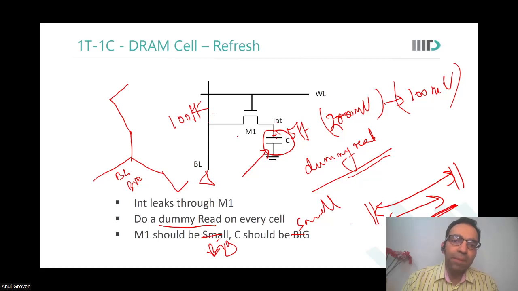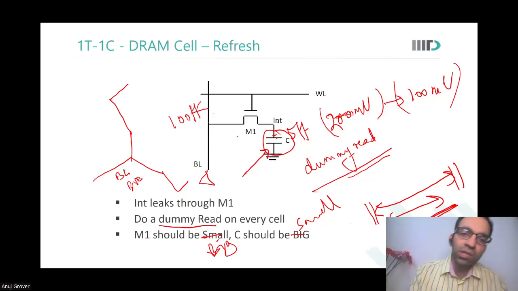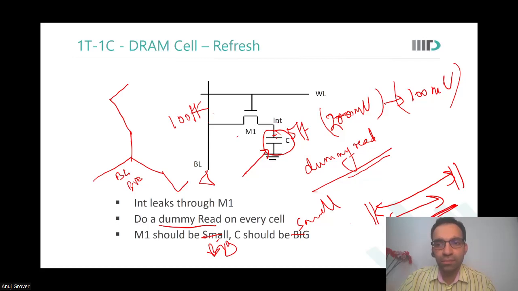So the sense amp requires a particular delta V. Now that delta V is lesser in the same duration, so you can actually let it discharge for some more time and then do the refresh. So that is how a large capacitor helps in increasing the interval between two refresh cycles. ठीक है ना?